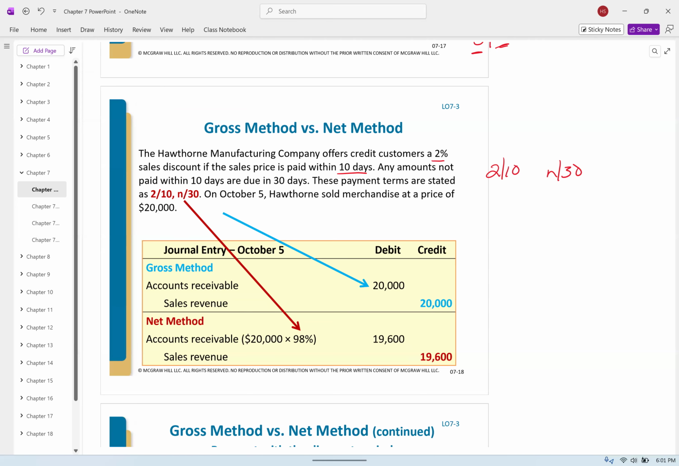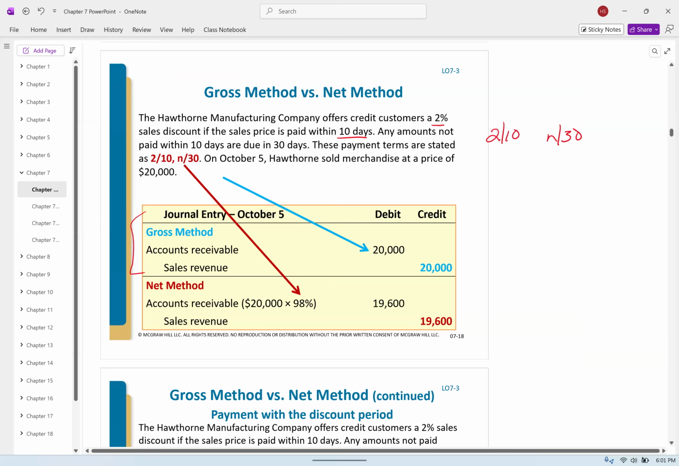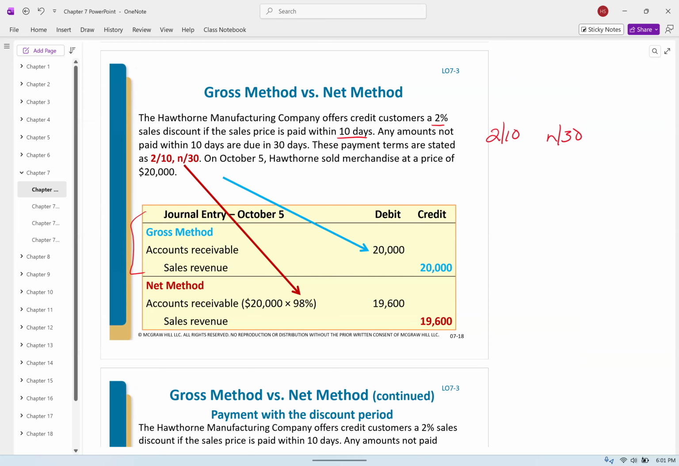Okay. So gross method, we're going to leave that 2% in there. I prefer this way, mainly because it's what we do in principles and I like it. I'm not really a big fan of the net, but it's okay. You still have to know how to do both. So for the net method, we're going to assume they're going to take the 2% discount. So we take the 20,000, multiply it times 2%, and you should get 400. I do this kind of math sometimes right there.